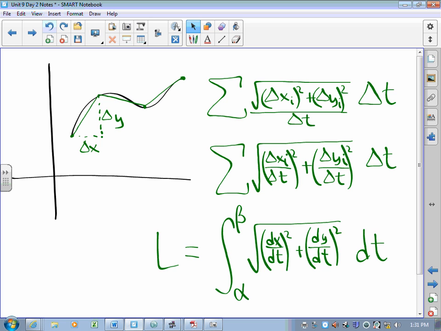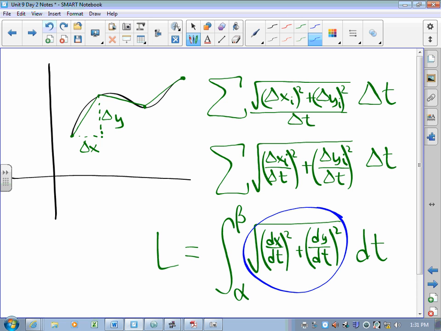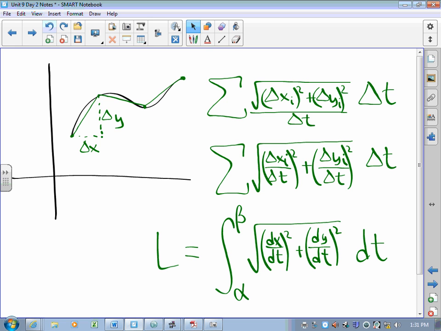Here's the curious thing with that. In a motion context, if we were looking at Pete the particle moving in the plane, this would be Pete's speed. And so sure enough, if you integrate speed, you get distance traveled. All the stuff we used to know still works.